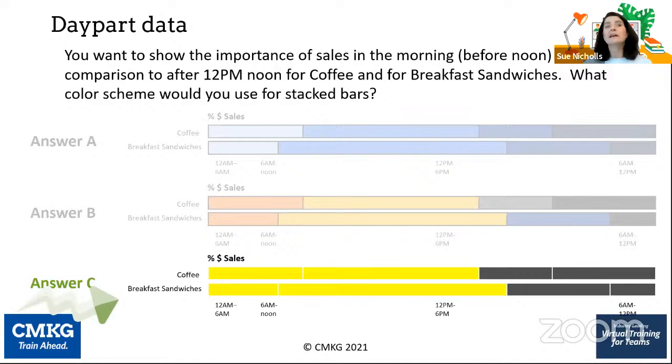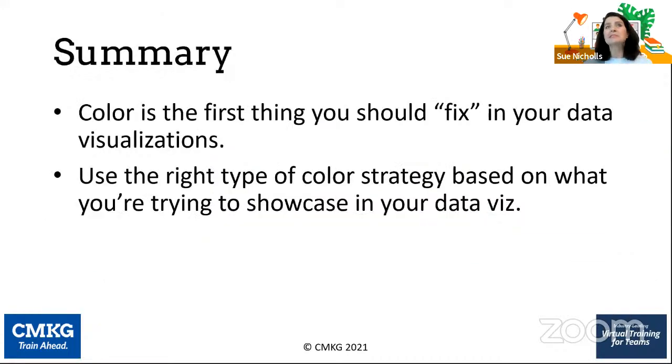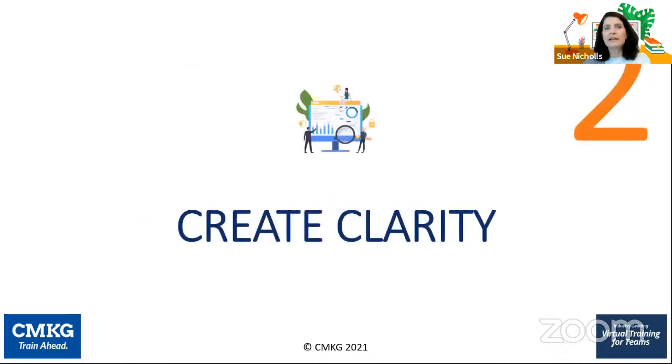Now I can talk about the yellow morning and the darker afternoon, and that an X percentage of sales are done before noon, because the sales of coffee and breakfast sandwiches go very much hand in hand. So that's just a simple example. Color is the first thing you should fix in your data visualizations. It really does sharpen and make your slides more crystal clear if you're brightening the colors of the most important pieces, taking out some of the color in the areas that you're not trying to reflect, and making it as easy as possible for your audience to understand what they're supposed to be looking at.